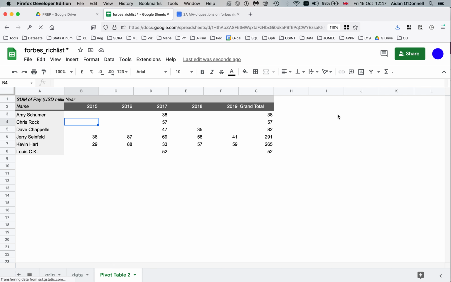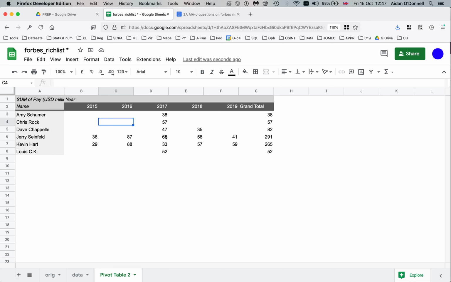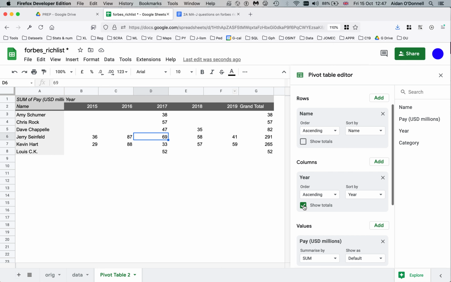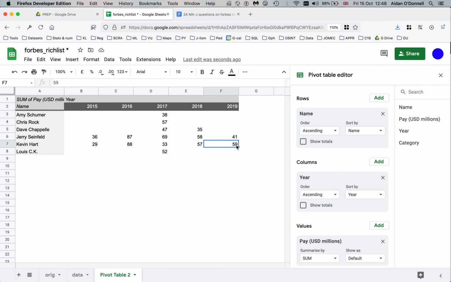we can always close the pivot table editor, because it's enough to click on it for it to reappear. So let's close the pivot table editor. And there's a grand total, which I don't want. And so now we can compare, for those 5 comedians, their annual earnings over the last 5 years.